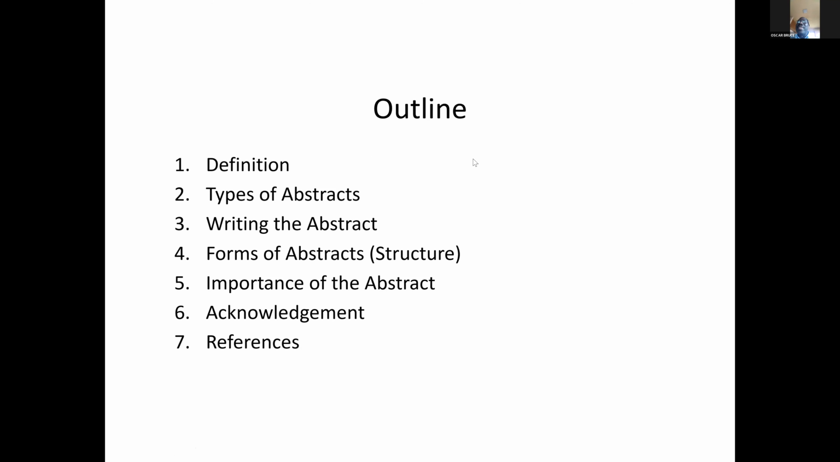We shall first define the abstract and then move on to mention the different types there are. This will be followed by an attempt to discuss what goes into writing one. We shall look at the structural forms of abstracts and then go on to talk about the importance of the abstract. A brief acknowledgement will be made, and then we shall conclude with a reference slide.